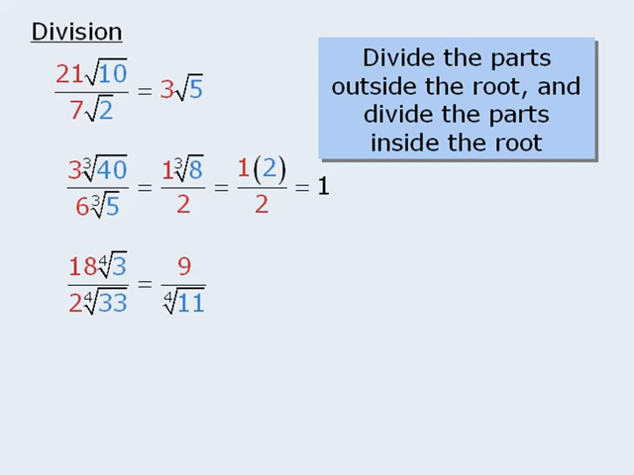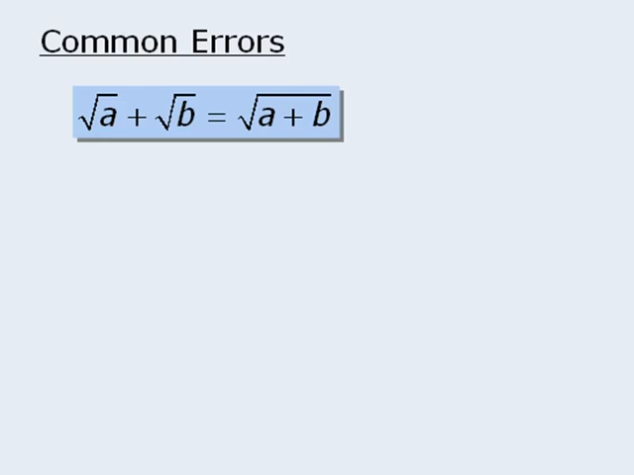Now the rules discussed in this module are sometimes misused, so it's a good idea to take a look at some common errors so we can avoid making the same mistakes. The first error is adding roots by adding the numbers inside the roots. This rule is invalid. We can show this through the following example. According to this invalid rule, the square root of 9 plus the square root of 4 should equal the square root of 9 plus 4.